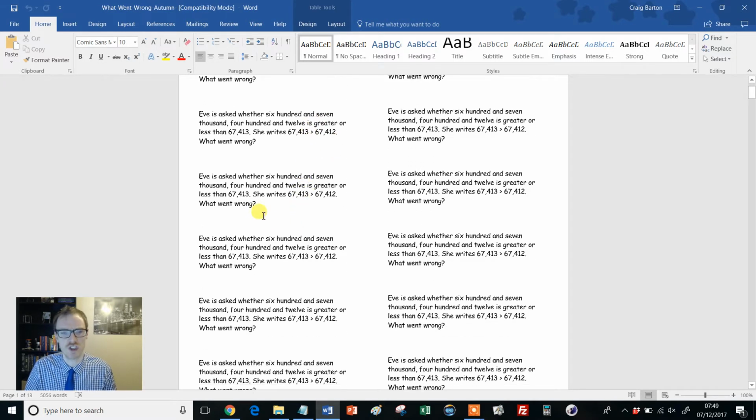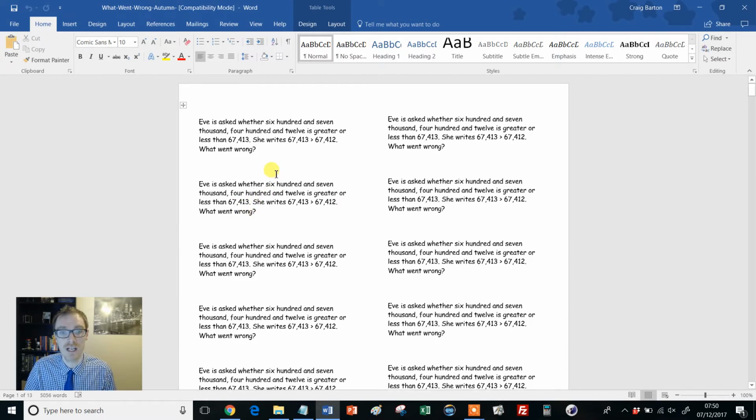Well, basically, it's a student attempting a load of problems. They've given an answer, and the question is what went wrong. So it starts off really, really simple here. We've got Eve. Eve is asked whether 607,412 is greater or less than that. She writes this down. What went wrong? So the idea is, without stating the obvious, that kids have to consider this scenario and decide what the error was, or even if there is an error, justify it and correct it.